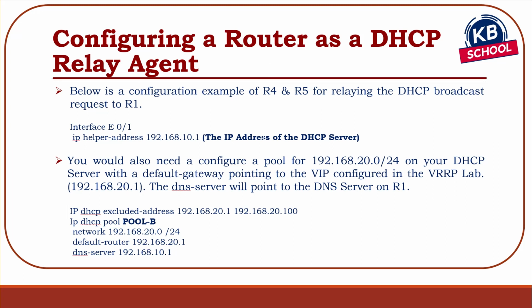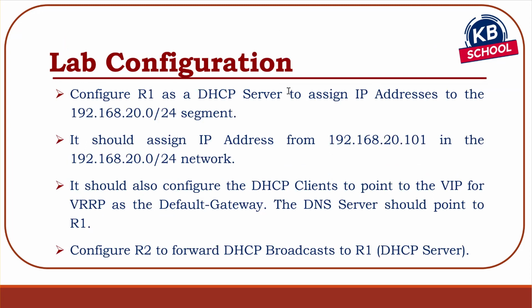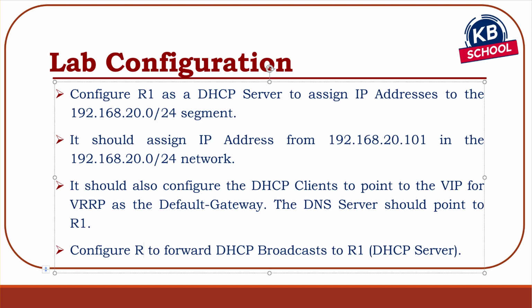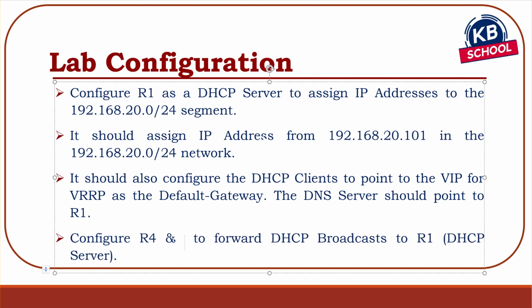Now the lab configuration itself: configure R1 as a DHCP server to assign IP addresses to the 20 network. It should assign IP addresses from the 20.101 address, so I don't have a cap on it, 101 to whatever it wants to. It should also configure the DHCP clients to point to the VIP of the VRRP as the default gateway. The DNS server should point to R1. Configure R2 to, not R2, it would be R4 and R5 to forward the broadcast to R1, the DHCP server. So let's go ahead and take a look at how to do that.